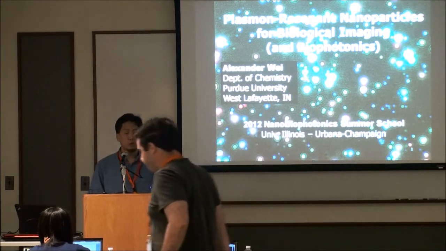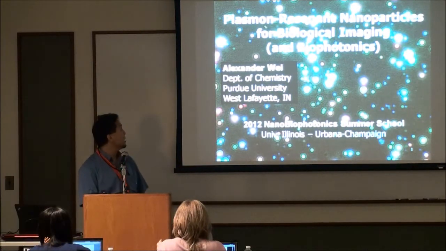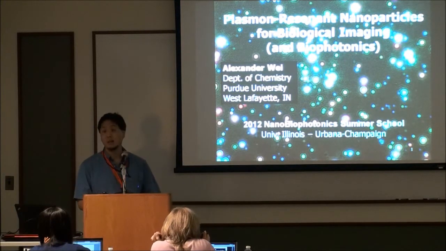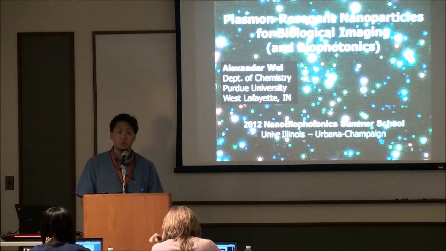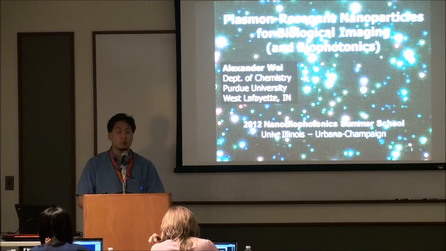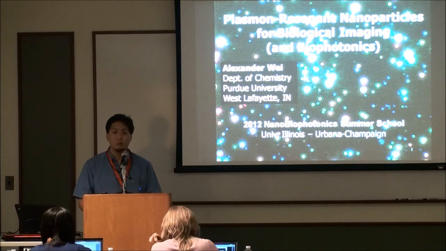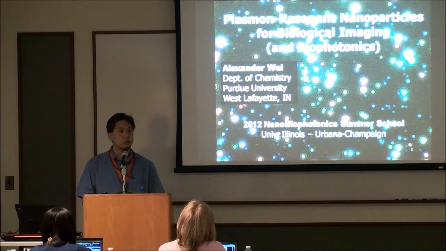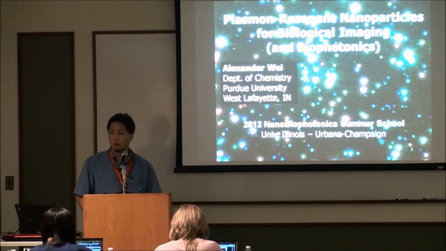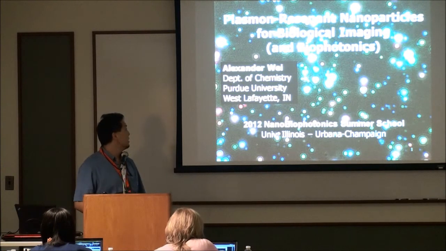So for today, I'm going to focus on what are called plasmon-resonant nanoparticles. So this will mostly constitute gold. I'll talk a little bit about silver. But I'd like to first go into the definition of what a plasmon is and talk a little bit about physical principles, and then get on to some of the applications and some of the chemistry that might be important if you ever decide to use gold or silver particles for various forms of biophotonic applications.